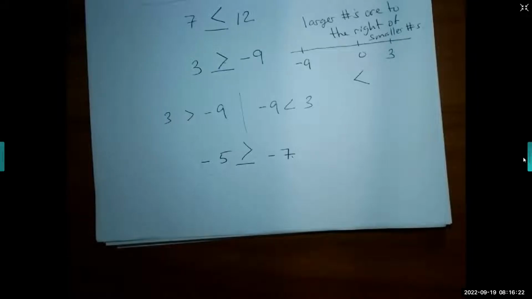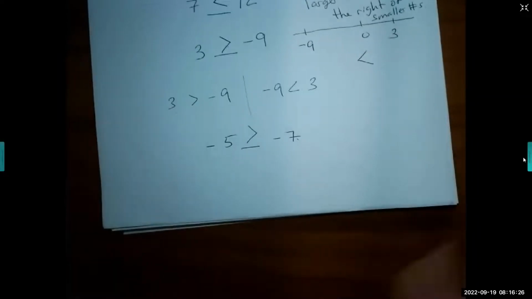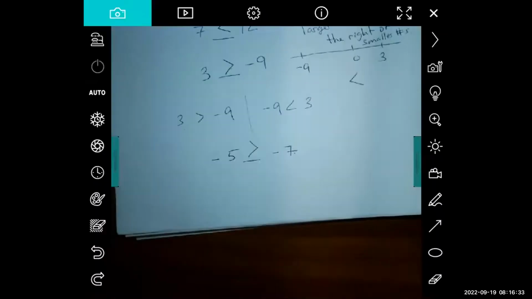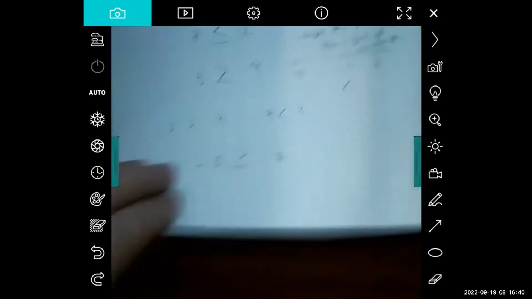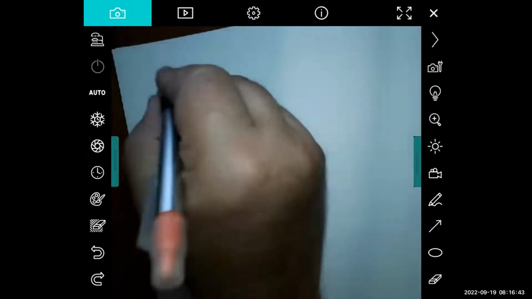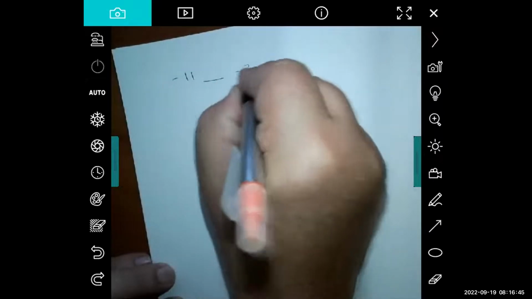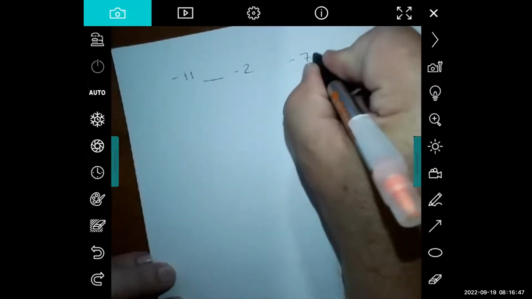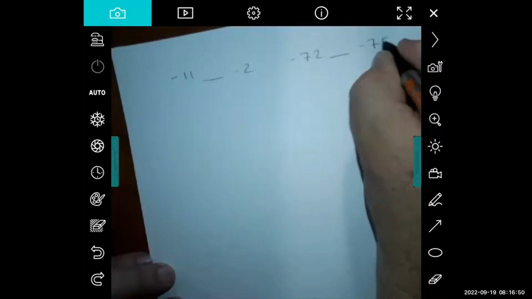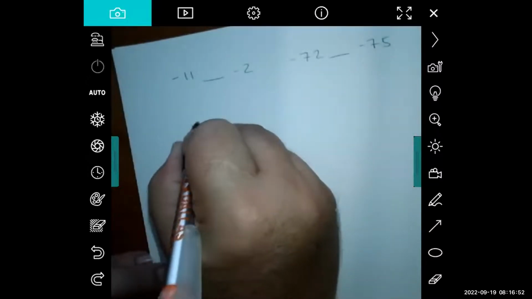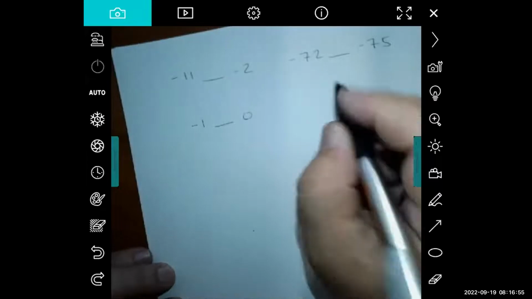Want to do some more of these? Are you okay? More? Okay, yes. Let me pull up, let's see here. How about, I'll put a couple up here. -11, -2, -72, -75, -1, 0.